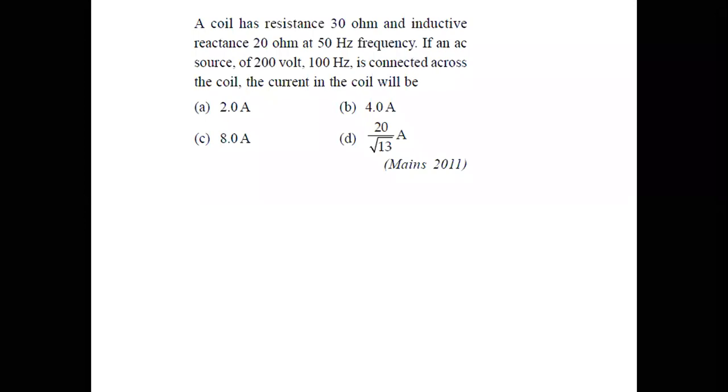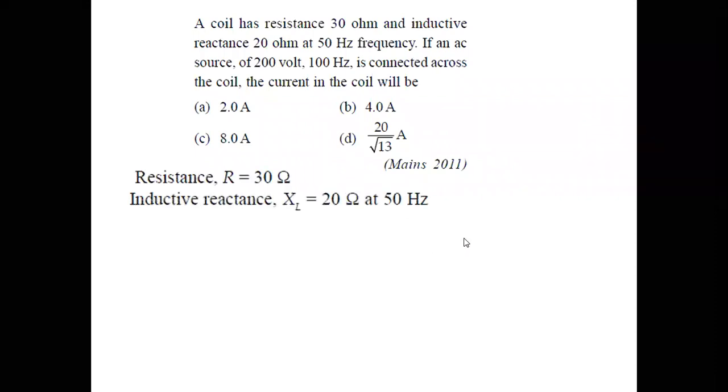If an AC source of 200 volt, that is RMS value, and 100 hertz is connected across the coil, the current in the coil will be. Yes, let me calculate. The inductive reactance is given as 20 ohm at 50 hertz frequency. Let me go to the analysis. We need to find finally what the current in the coil will be.